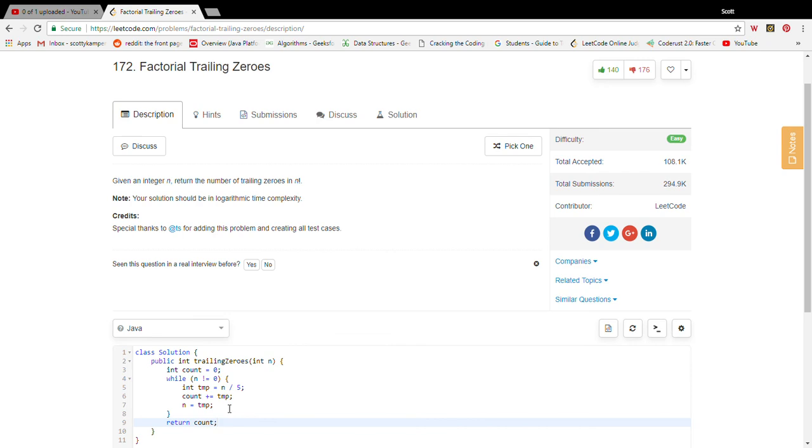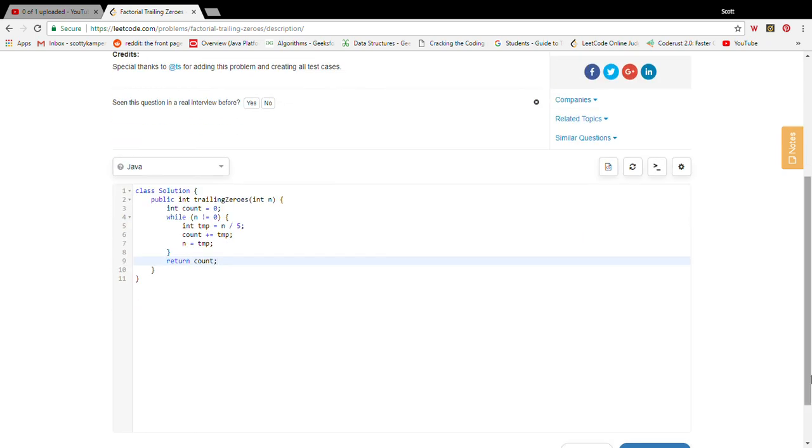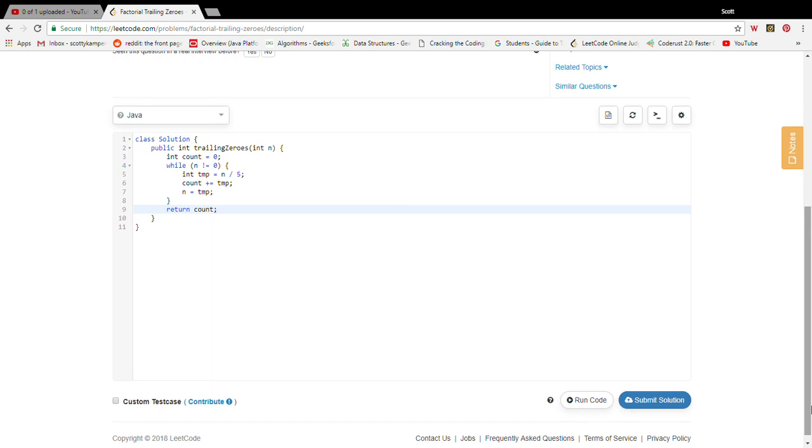And then when we're done, we know the total factors of 5, and we know for each factor of 5 there's going to be a factor of 2. Put them together, they make a 10. A 10 makes a 0 on the end of the actual number. And that's all there is to it.